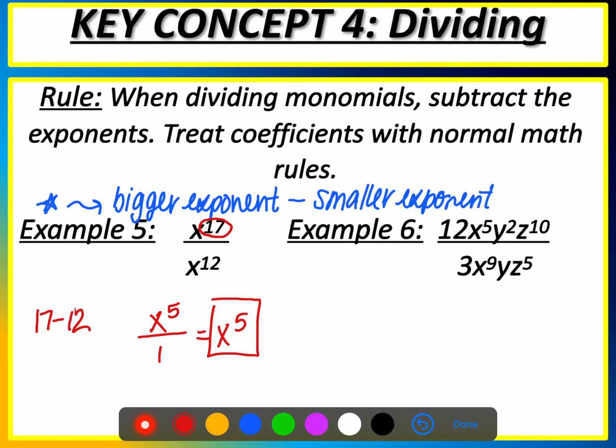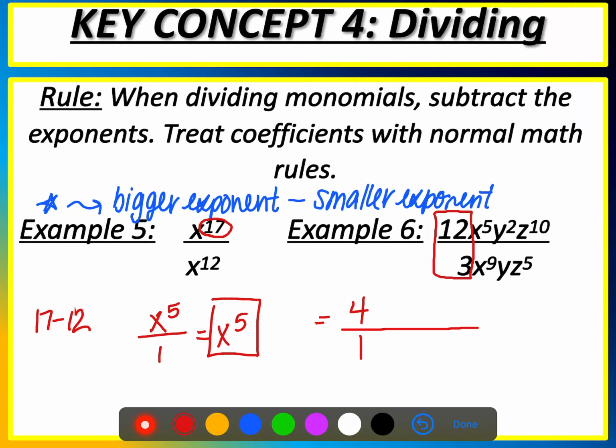Okay, because in example 6, my variables are all over the place, and there are multiple of them. The coefficients, remember, are normal numbers, so we're going to do normal operations. That means we're going to divide or reduce our coefficients here. So 12 over 3 is 4 over 1. You do not have to put the 1, just showing you.